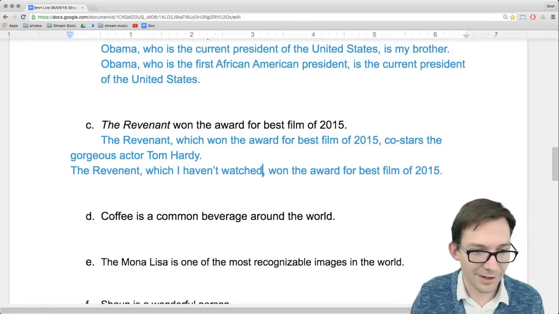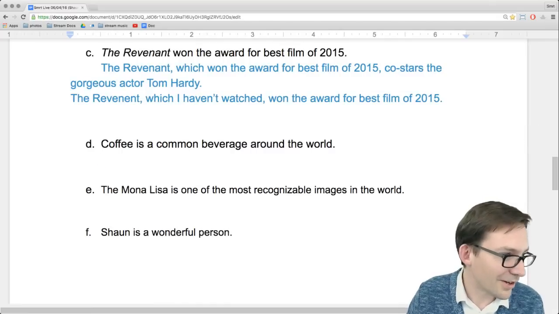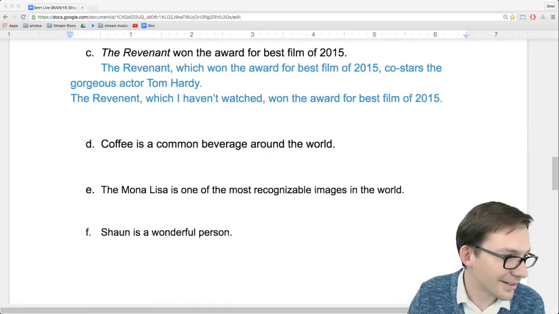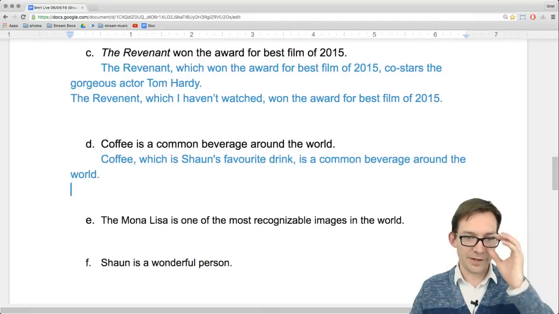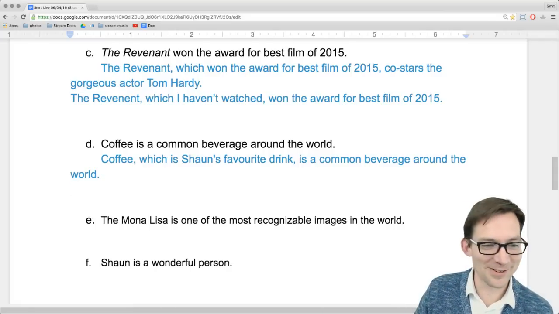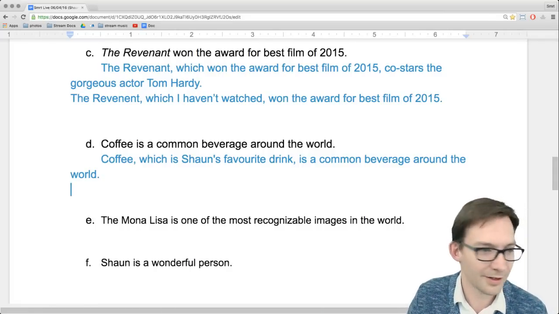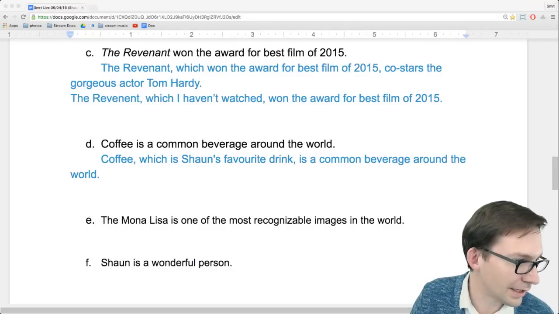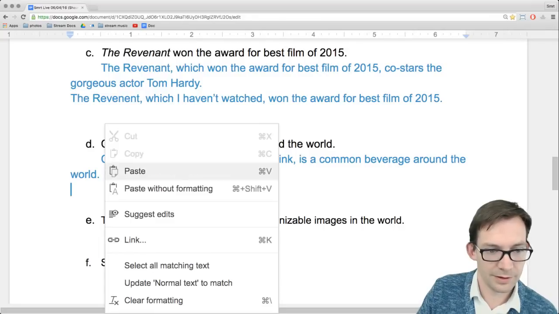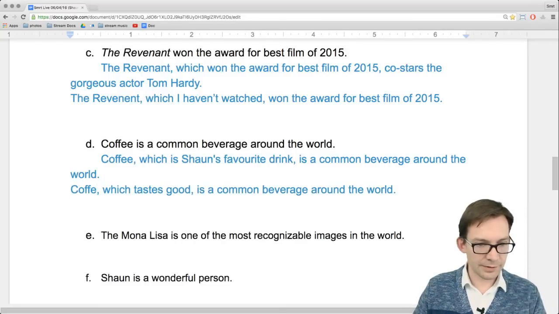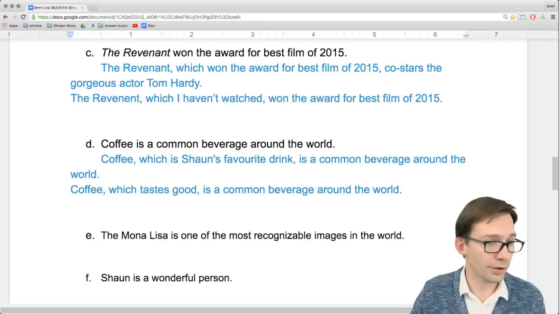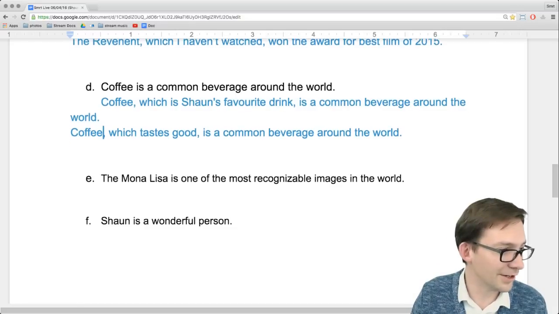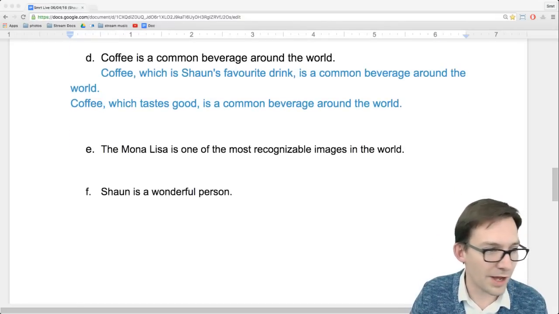All right, coffee. Luciana, answer coming in from you. Let me put it up here. Coffee, which is Shaun's favorite drink, is a common beverage around the world. That is true. Both things are true. Linda. Let me put Linda's up here. Coffee, double that E there. Coffee, which tastes good, is a common beverage around the world. Also true. I agree with both of those. Really good. All right. What about E?